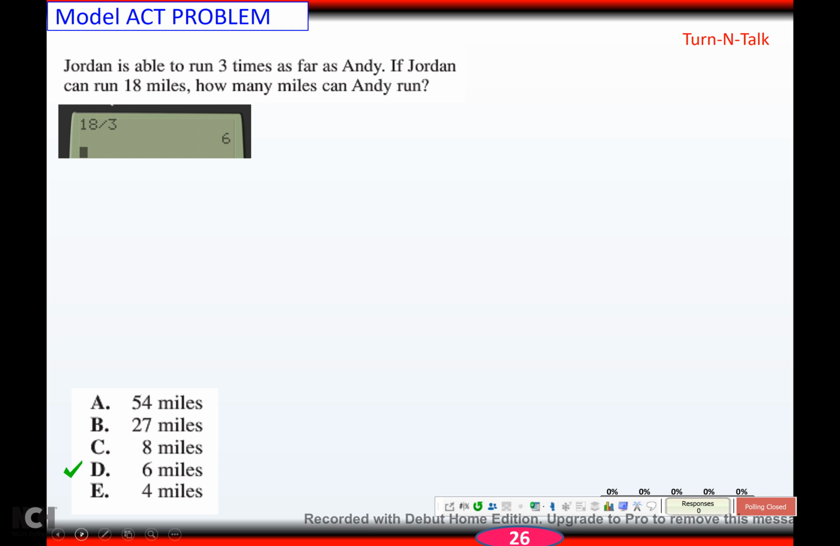Okay, it says Jordan is able to run 3 times as far as Andy. If Jordan can run 18 miles, how many miles can Andy run? Again, I can write this as an equation. Jordan is 3 times as far as Andy. And it says Jordan can run 18 miles. So they're telling me Jordan ran 18 miles. And that's going to be 3 times as far as Andy. So to figure out how many miles Andy can run, divide by 3, and you get 6.